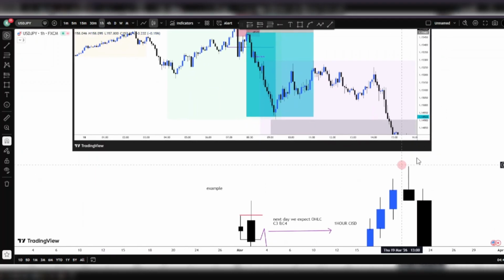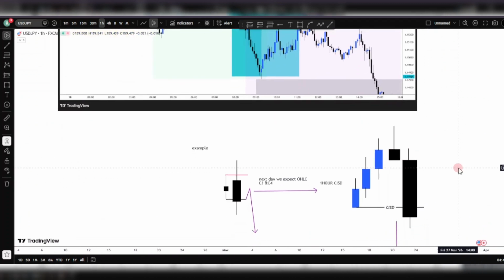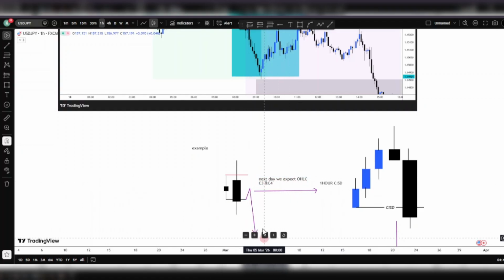So that is all that pertains to this model. Just simple. So in a nutshell, we start from a daily perspective. You can see here we took out the previous day high and closed below the previous day low. So we expect the next candle to continue lower. The next candle we expect an open-high-low-close candle, because that is how a bearish candlestick is formed.